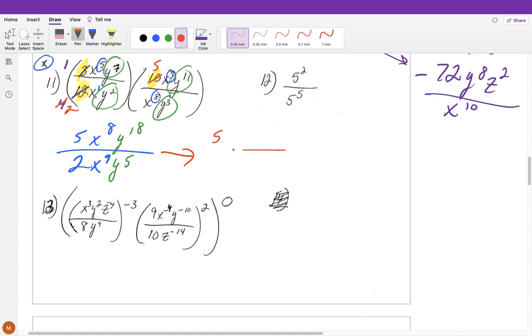So we have 5 halves still. I have more x's in my denominator, so I know it's going to end up there. And 9 minus 8 is equal to 1, so it's just x. I have more y's in my numerator, so they end up there. And 18 minus 5 is equal to 13. So y to the 13th.